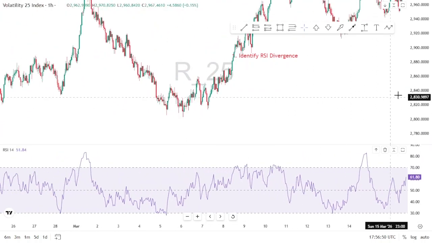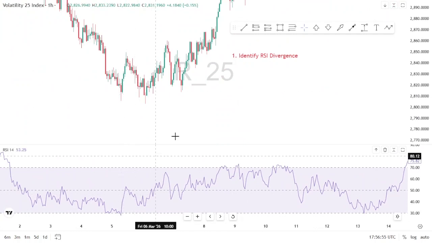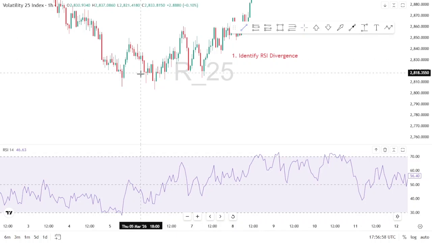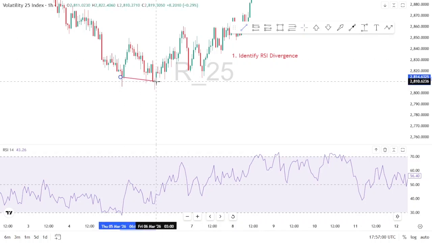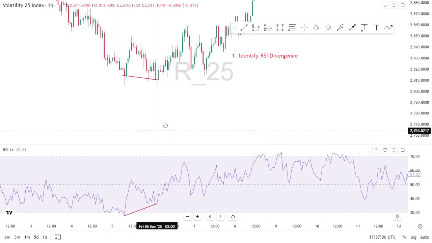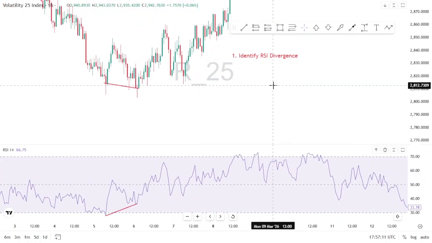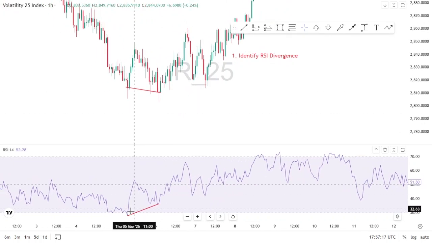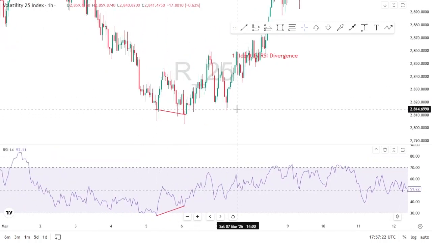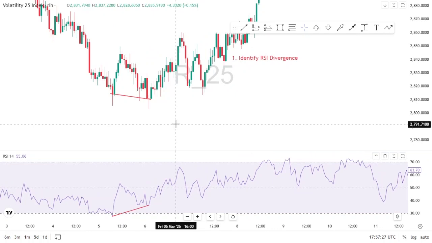So now RSI divergence is when price is forming lower lows and RSI is forming higher lows or lower highs. In this example, we have price forming a lower low like that and RSI forming a lower high like this. So this is a sign that price is likely to reverse. Now for every step, I'm going to explain why we are taking that step. Whenever we have price forming a divergence with RSI, it is a loss of momentum and it shows that price is likely to reverse. So that is the first signal that price is likely to reverse.